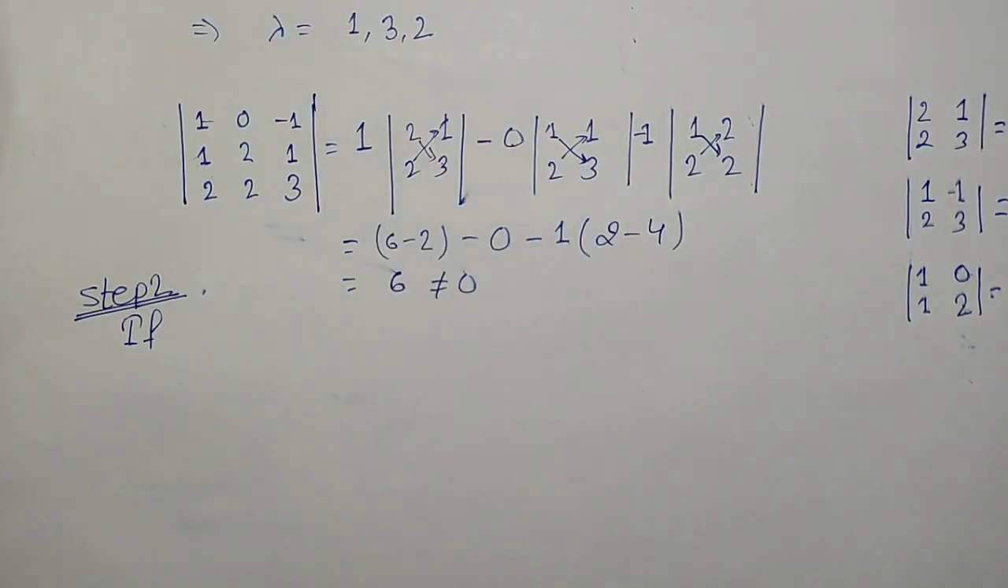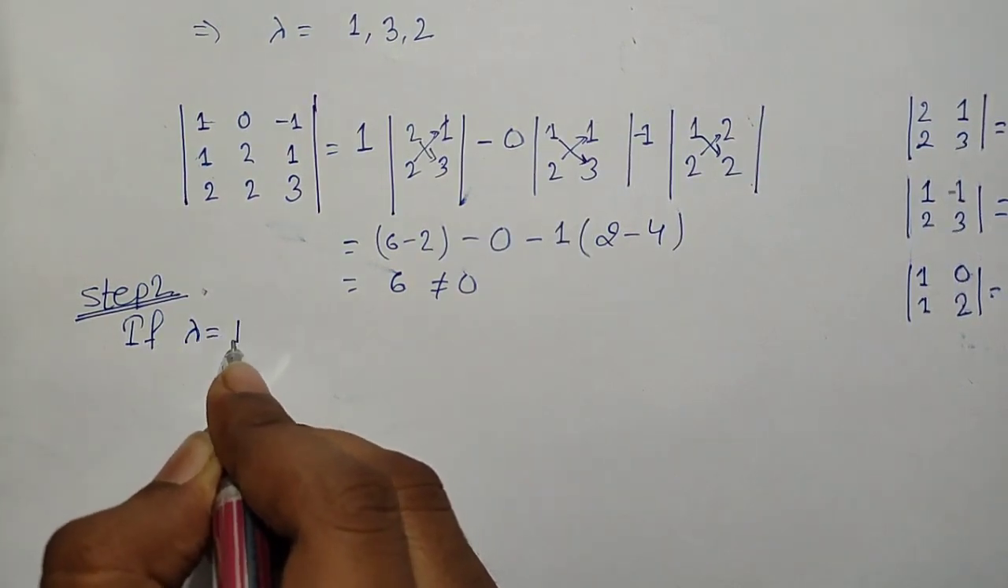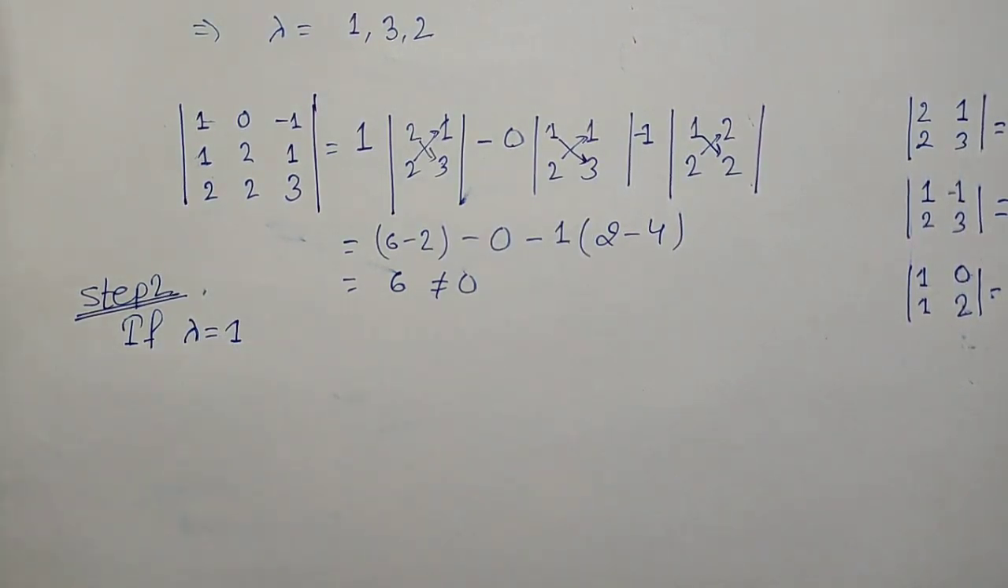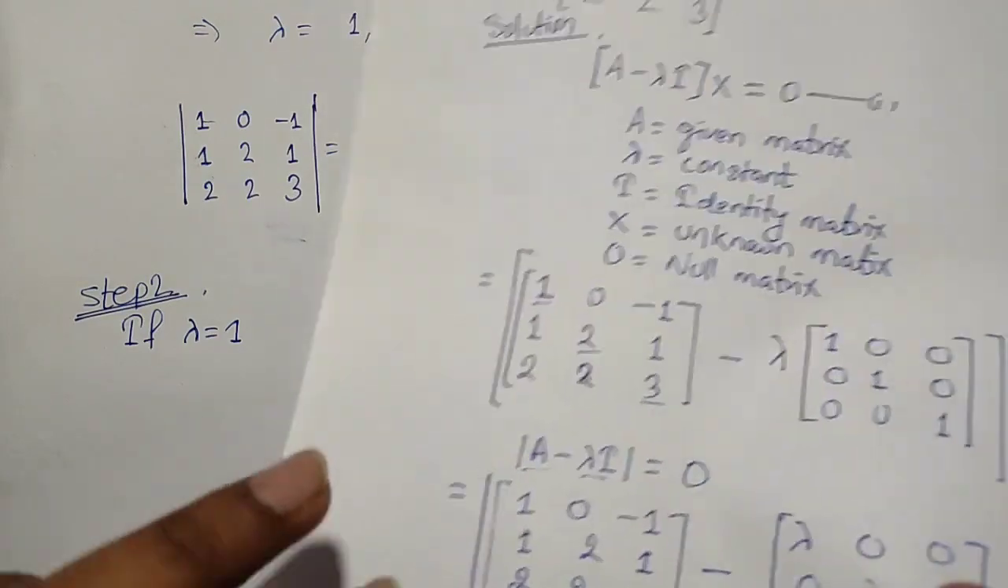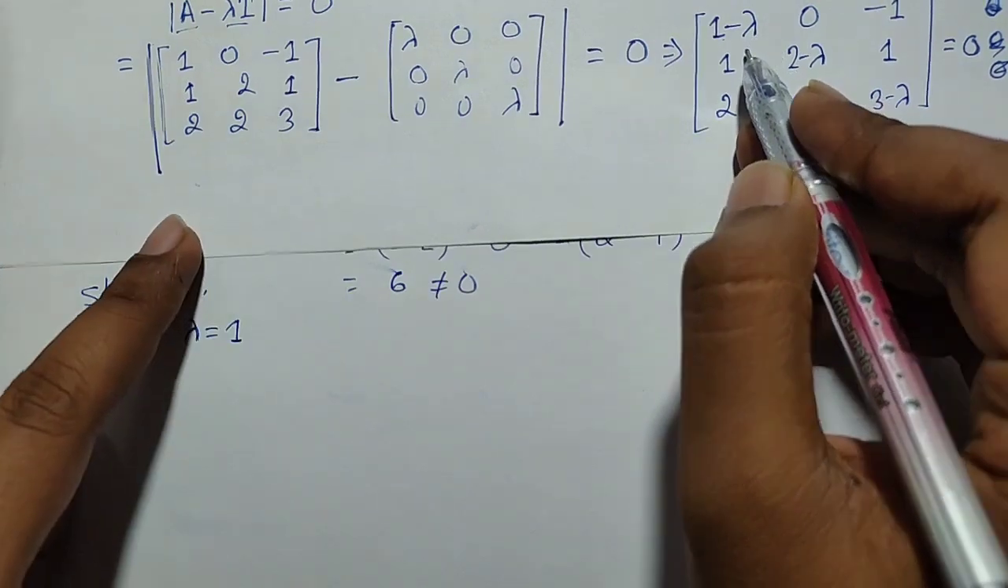Now in step 2 we will be calculating the eigenvector, and for calculating the eigenvector we will be taking each and every value of the eigenvalue one by one. So if we take lambda equals 1, then we have to subtract the value of lambda from here.